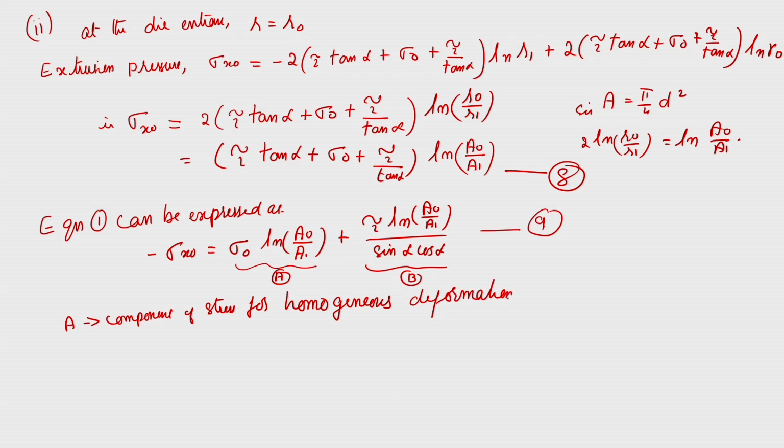And B is the component for die friction at the die-metal interface.